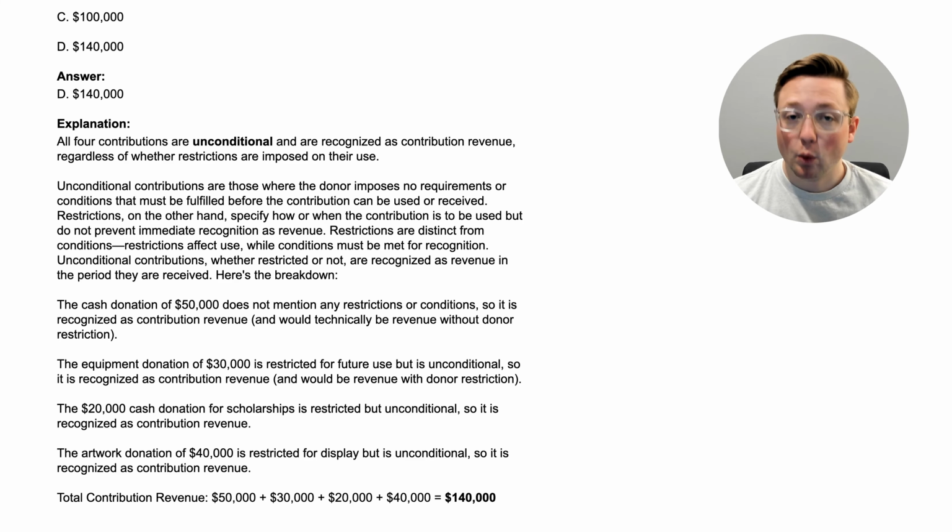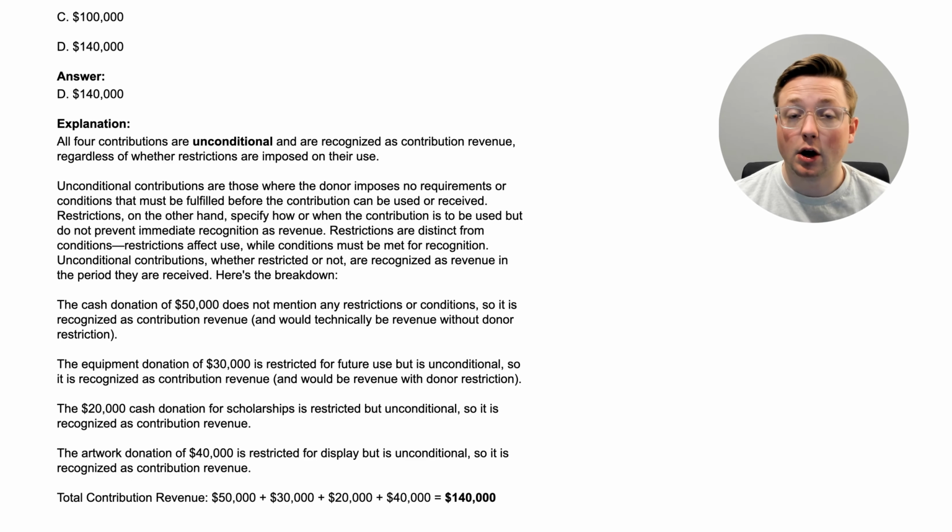The answer is D, $140,000, or all of it is going to be counted as contribution revenue. So let's walk through this. This is something that I honestly don't think that I understood as well as I should have for the CPA exams. Luckily, I was still able to pass, but I really wanted to hit this concept home a lot throughout this video. So I want to make sure that it's clear as we go through this.